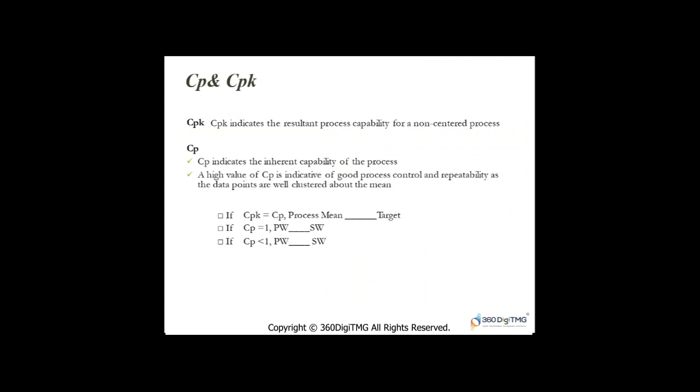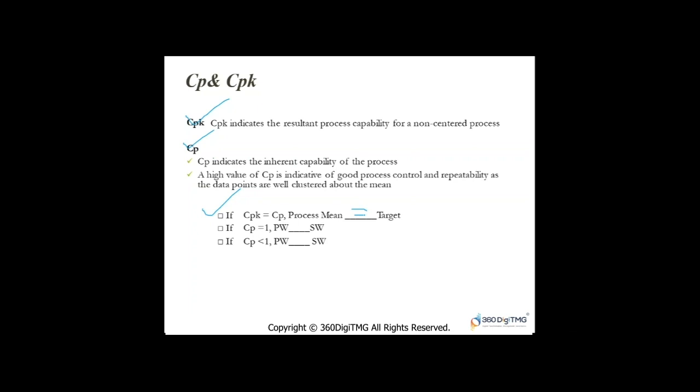CP, CPK, we have understood the explanations of this, right? But let us look into this. If CPK is equal to CP, what will happen to the process mean and the target? Process mean will be equal to your target, right?